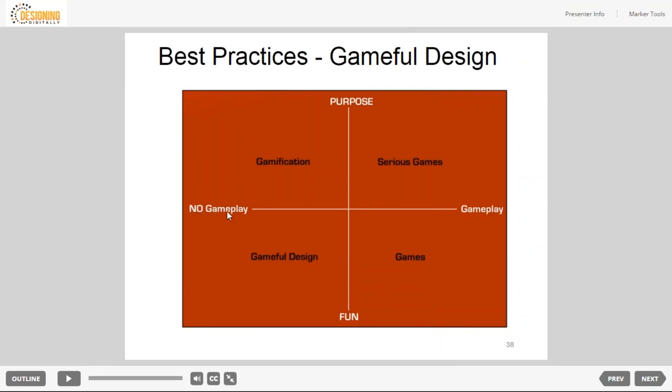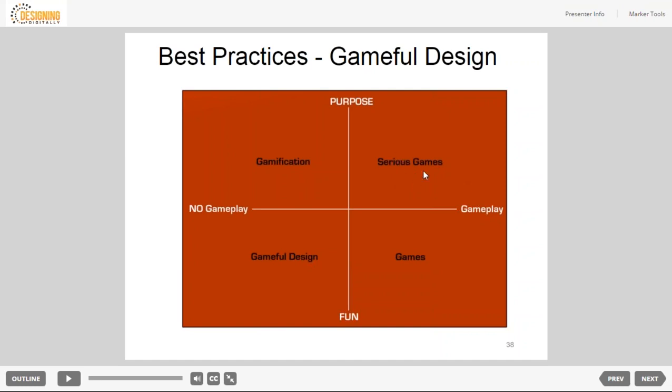So if there's no gameplay, but it's fun, that's gameful design. That's your Pizza Tracker. You can't do anything with it, but it's still fun to watch. If it has a purpose, but little to no gameplay, like it just has the badges, the timer, and so on, that's gamification. So that's raking the leaves. If it has purpose and gameplay, that's a serious game.